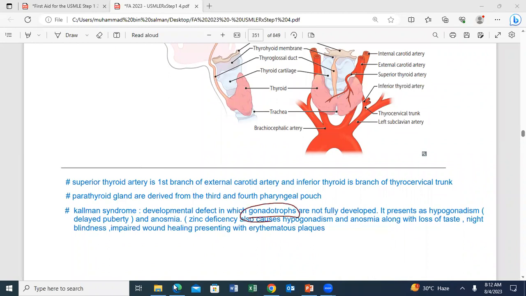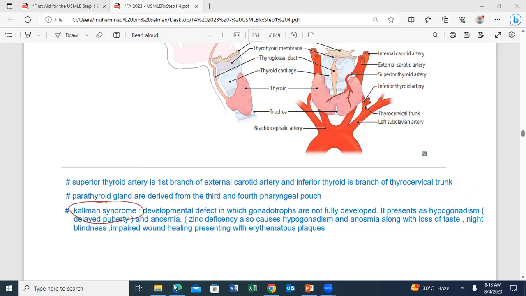So the cells producing these gonadotrophs are not migrated. They do not migrate from their original location. Their original location is somewhere near the olfactory area. So they are unable to migrate from their original location to the normal location. What is the normal location of gonadotrophs? In the pituitary gland. Due to this defect, you will have a patient with hypogonadism, since there are decreased gonadotrophs, and anosmia. So hypogonadism along with anosmia suggest Kallmann syndrome.